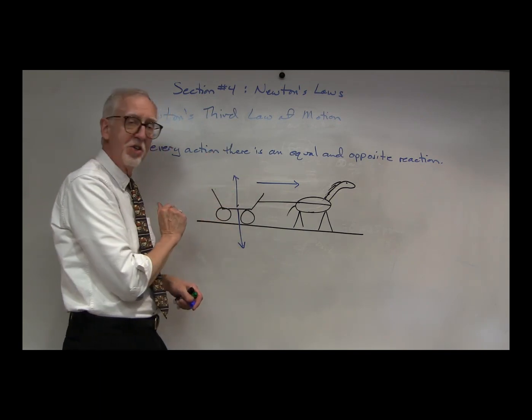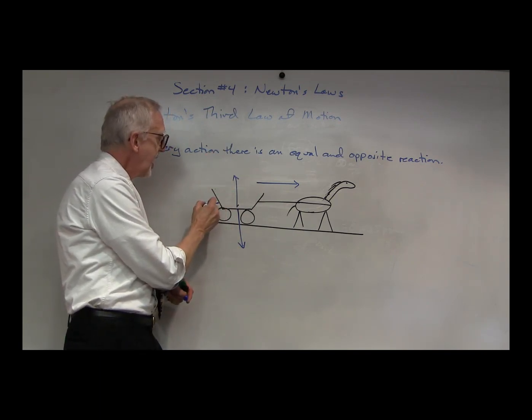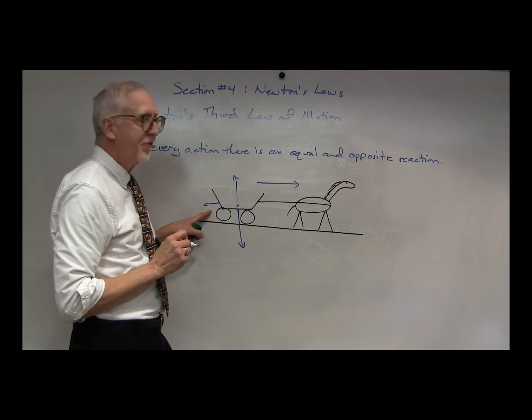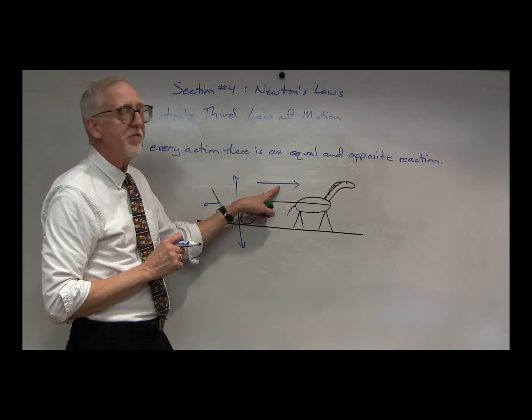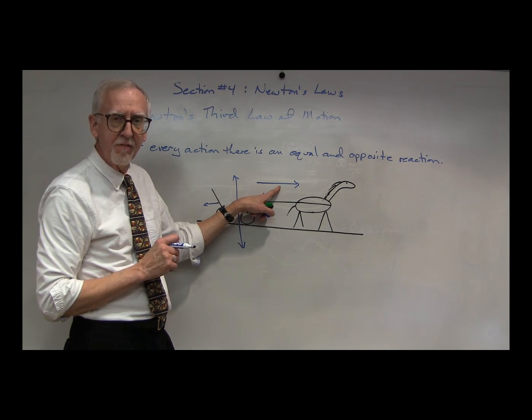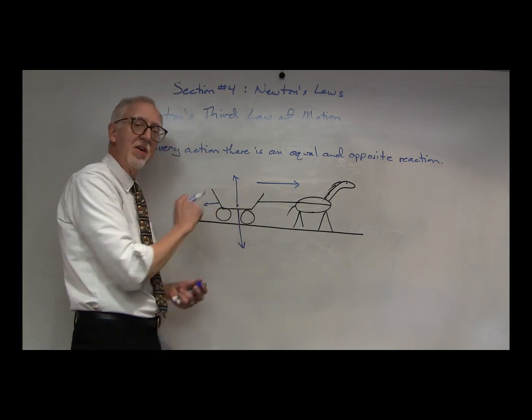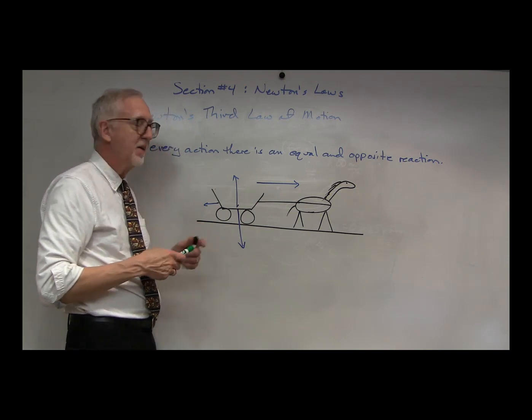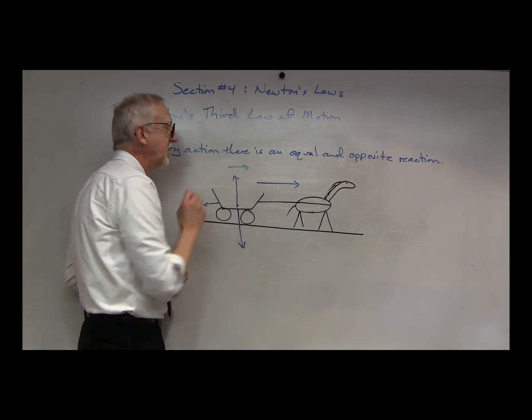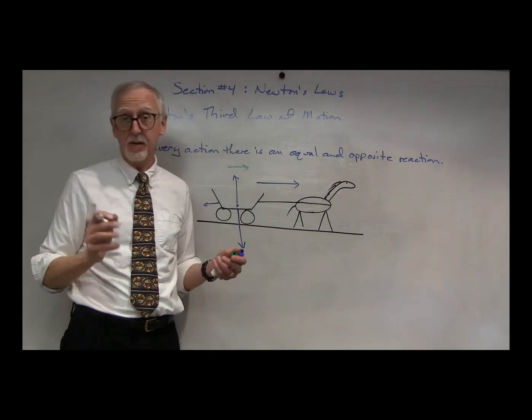There might be some friction on the wheels. As long as there is less friction on the wheels than the force of the horse pulling the cart forward, then what's the cart going to do? It's going to have a net force to the right, and the cart will accelerate to the right.